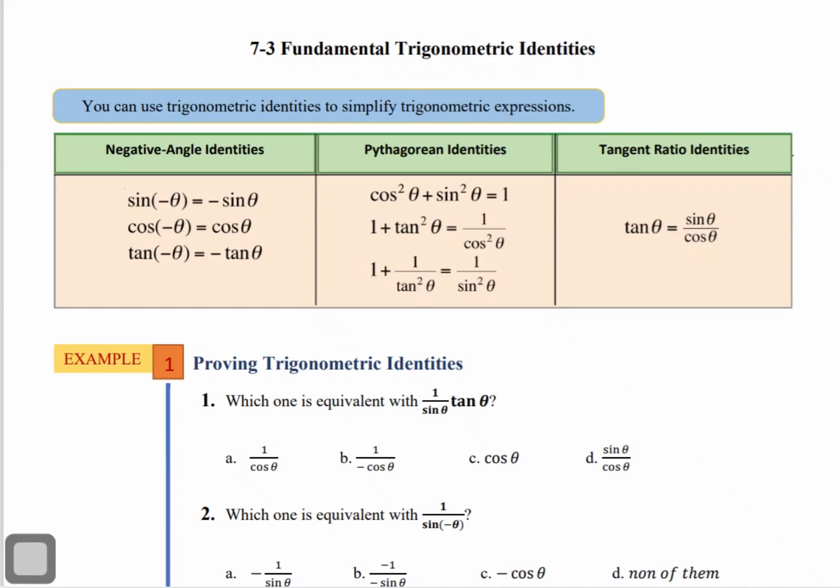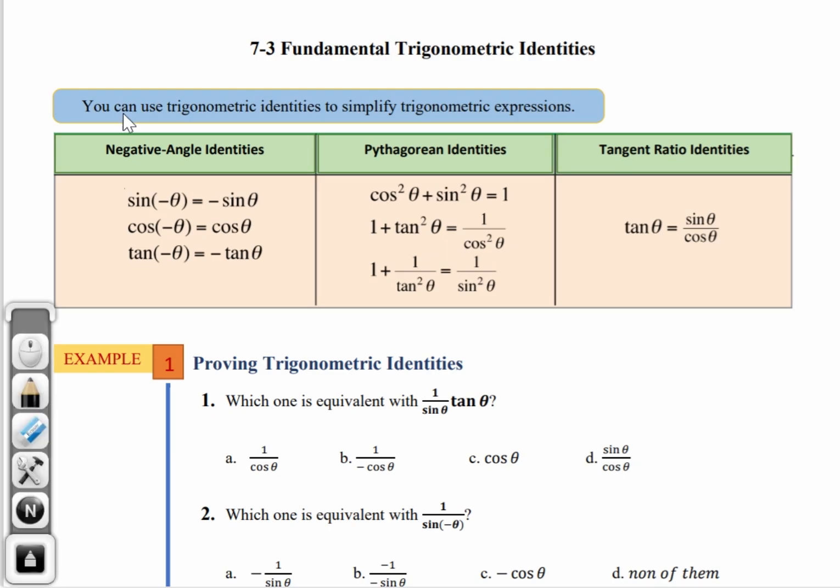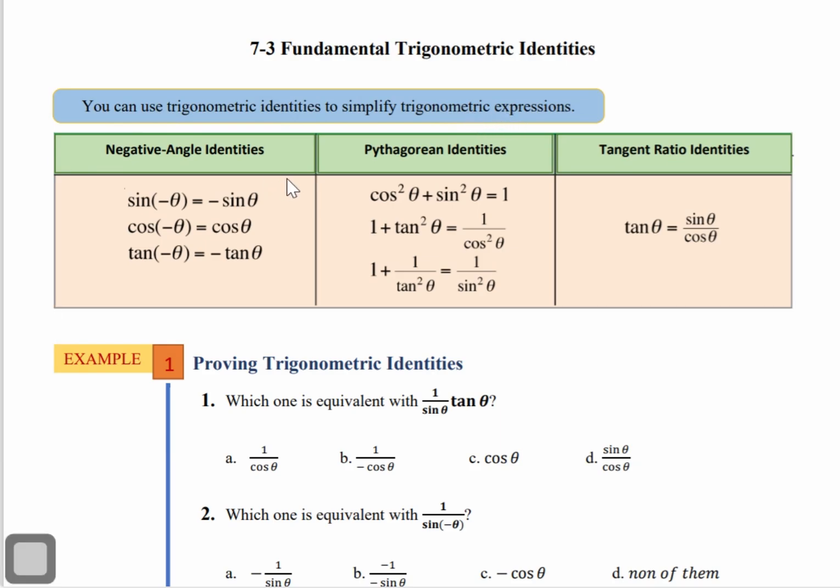Hello dear students. In this section we have fundamental trigonometric identities. We have three of them, which is sine x and cosine x and tan x. You can use trigonometric identities to simplify trigonometric expressions. We have some trigonometric identities here.